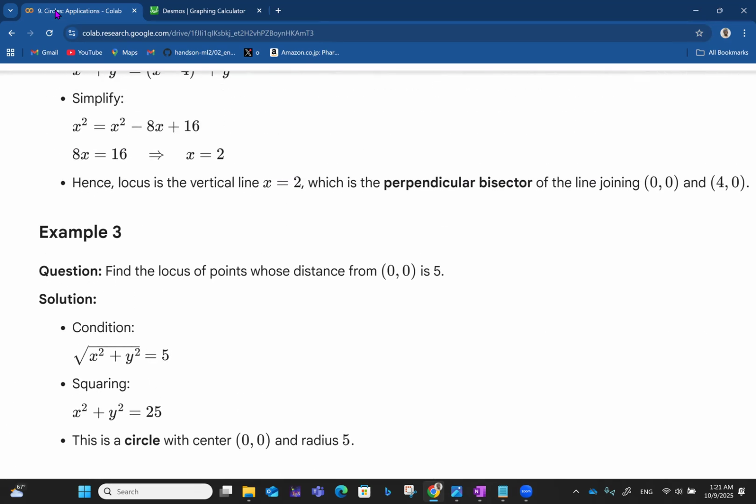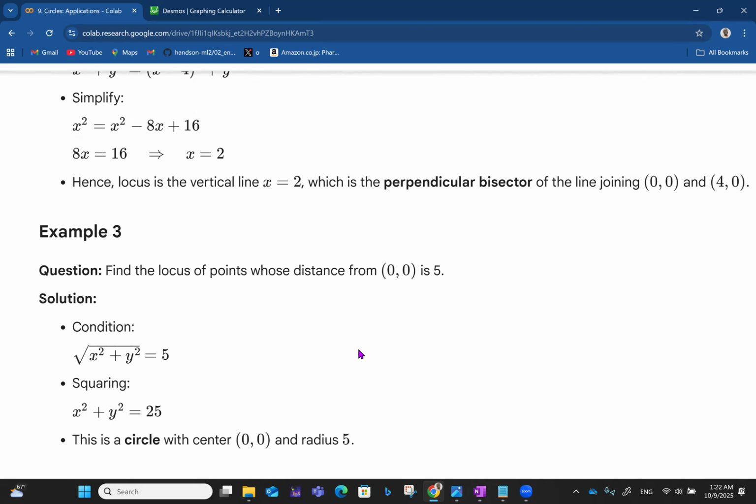Then example 3. Find the locus of points whose distance from 0, 0 is 5. In this case now, we don't have 2 points, we just have 1. Okay? We just have the origin and 5. So if it's the locus of points always equidistant from a fixed point, this fixed point being 0, 0, which is 5, the locus of points that satisfies that would definitely be a circle of radius 5, right?